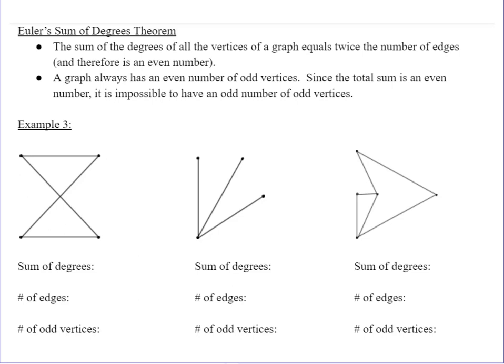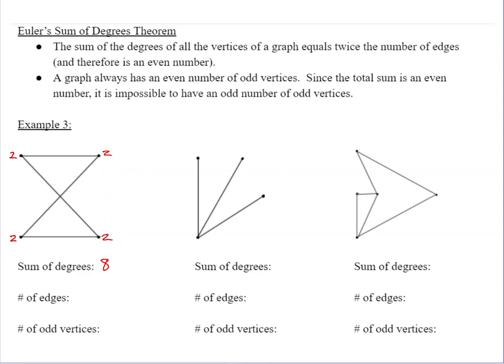So let's go back and look at these 3 graphs again. We're going to look at the sum of the degrees, the number of edges, and the number of odd vertices. So we have already looked at the degrees of each of these vertices. We did that in example 2. If you add up all of these numbers, you get 8.